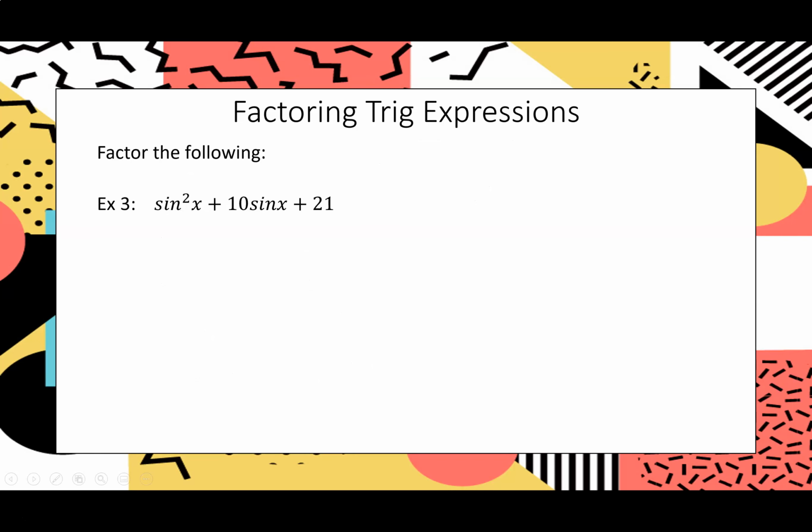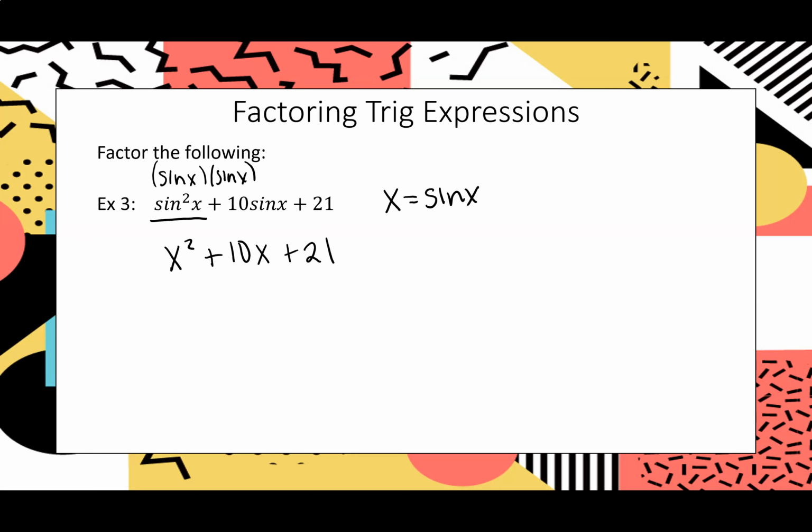Okay, let's do another one here. What should we let x be equal to? If you said sine x, you're totally right. This is going to be x equals sine x. So of course this is sine x times sine x right here. So I can replace sine squared x as x times x, or just x squared. And then this one becomes plus 10x plus 21.